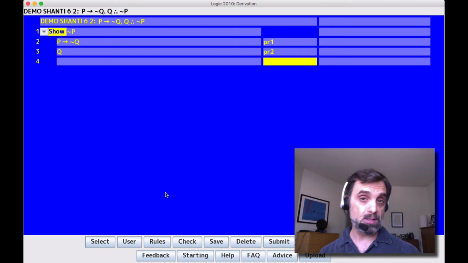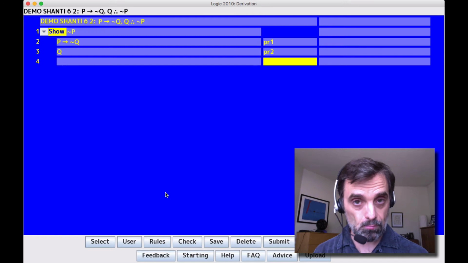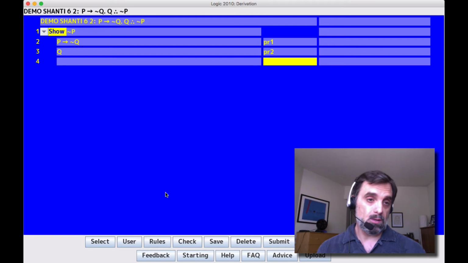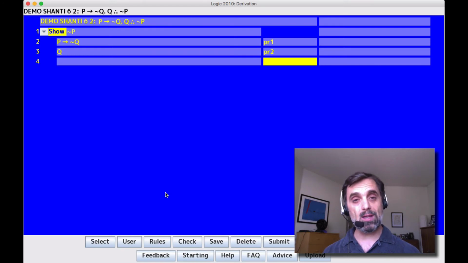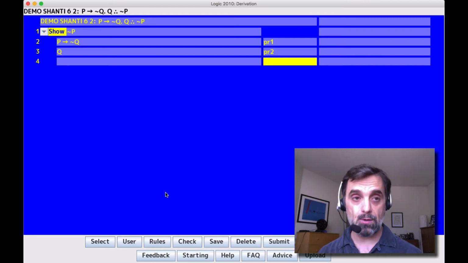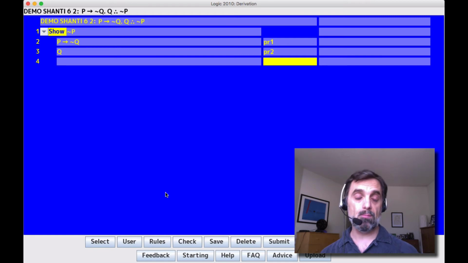So, this is a problem. What are we going to do? Can't do MP, can't do MT with line 2. So that means we're going to need to use line 3 first. We need to see, can we turn line 3 into something where we can use that new thing with MT? Can we apply a rule to Q that we can then, after applying that rule, we get a new sentence? And can we use that new sentence with 2 to do MP or MT?